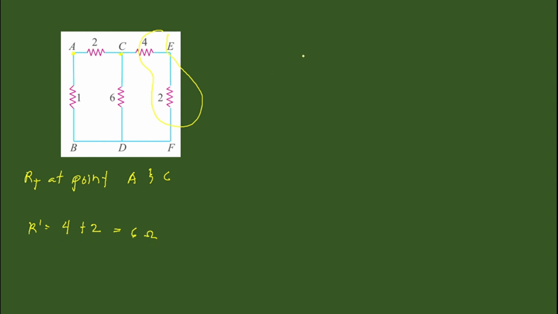Okay? R prime. Redraw the circuit. So, we have R prime equal to 6 ohms. And then, here is another 6 ohms at point C and then point D. They are connected in parallel. Okay? At points A and C, and here we now have the 2. So, this is where we will end later to determine the total resistance value at points A and then C. Okay? This is the 1 ohm.